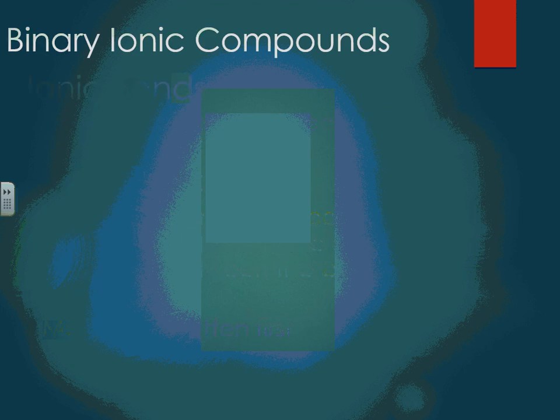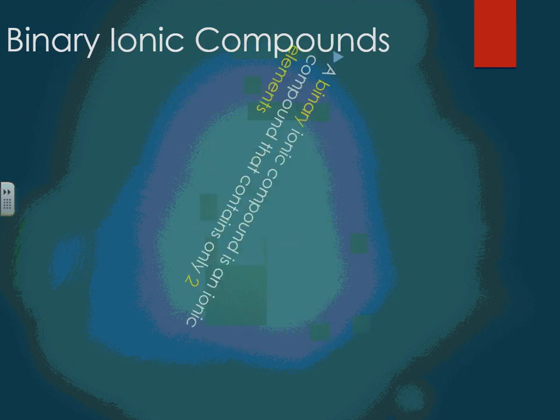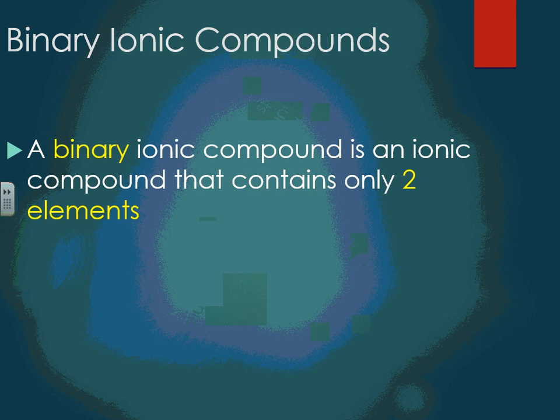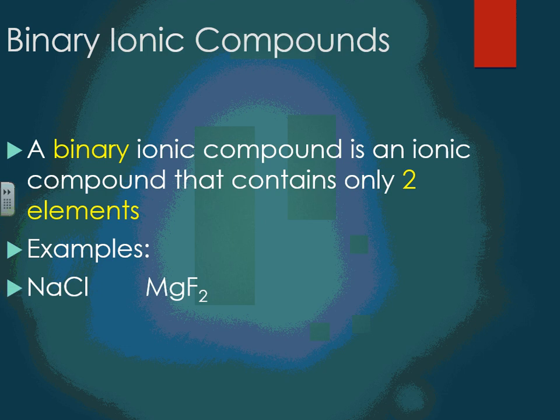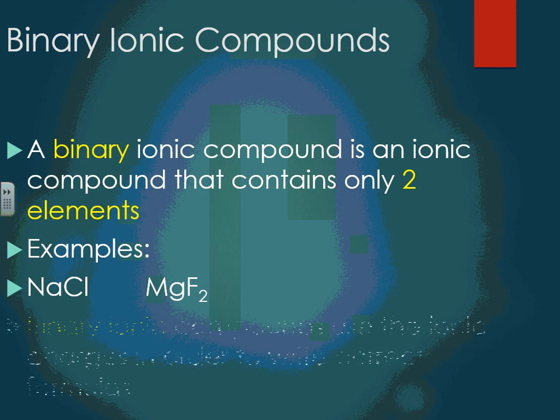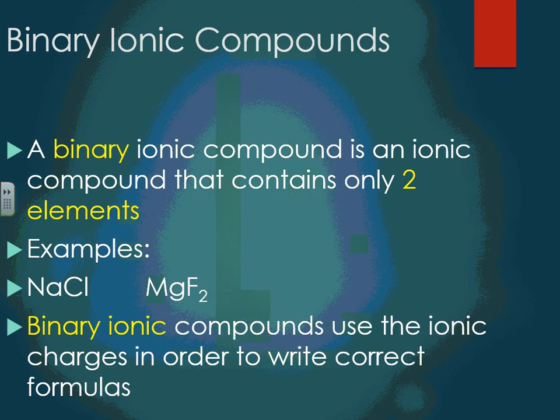Now, let's look at something called a binary ionic compound. It's basically an ionic compound that contains only two elements. So anytime you have two elements coming together, that's a binary ionic compound. Binary means two, that's what we're looking at. Now there's a couple of examples. One of them we already saw, which is sodium chloride. The other one here is magnesium fluoride. And we're going to get into in a moment how you actually derive these compounds.